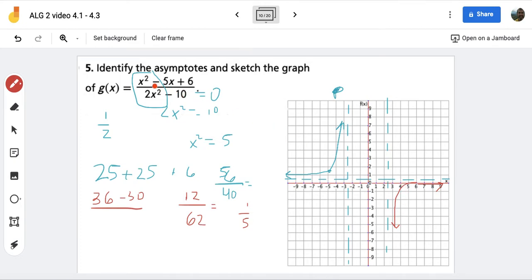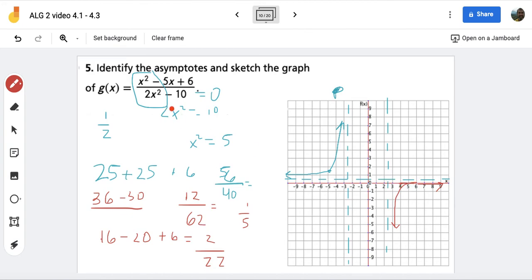Let me try 4. 4 squared is 16. 16 minus 20, since 5 times 4 is 20, plus 6. So that comes out to 2. And now plug in 4 on the bottom. 4 squared is 16. 16 times 2 is 32. 32 minus 10 is 22. So I have 2 over 22. So at 4, I also have 1/11. So that's really close to here too.